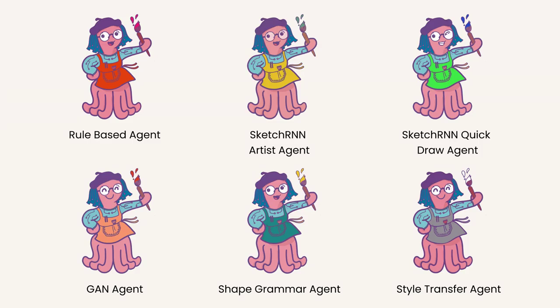Drawcto currently has 6 agents in total: the rule-based agent, SketchRNN artist agent, SketchRNN quick draw agent, the GAN agent, shape grammar agent, and style transfer agent. So let's get into them.